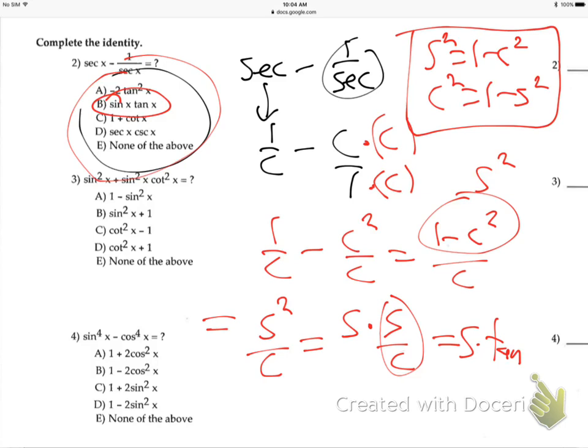So those are some of the fundamental things you need to do with identities. What? Change to sines and cosines. Let me just write that somewhere. Change to sine and cosine. That's always a very typical, useful, helpful step. Change to sine and cosine.